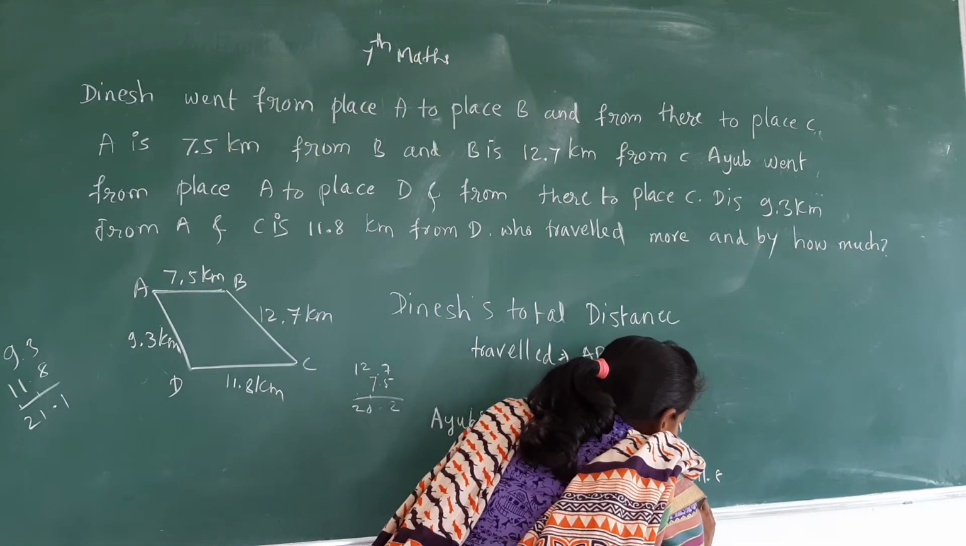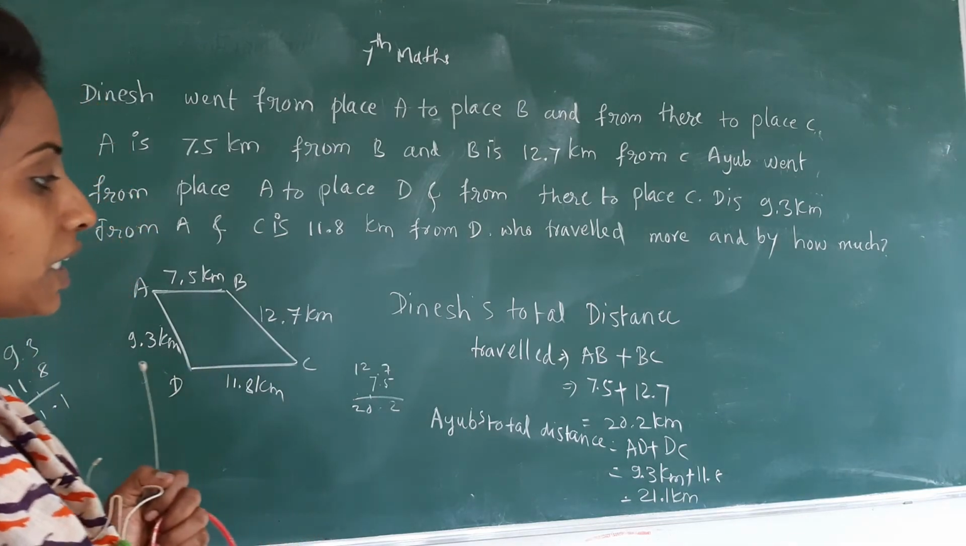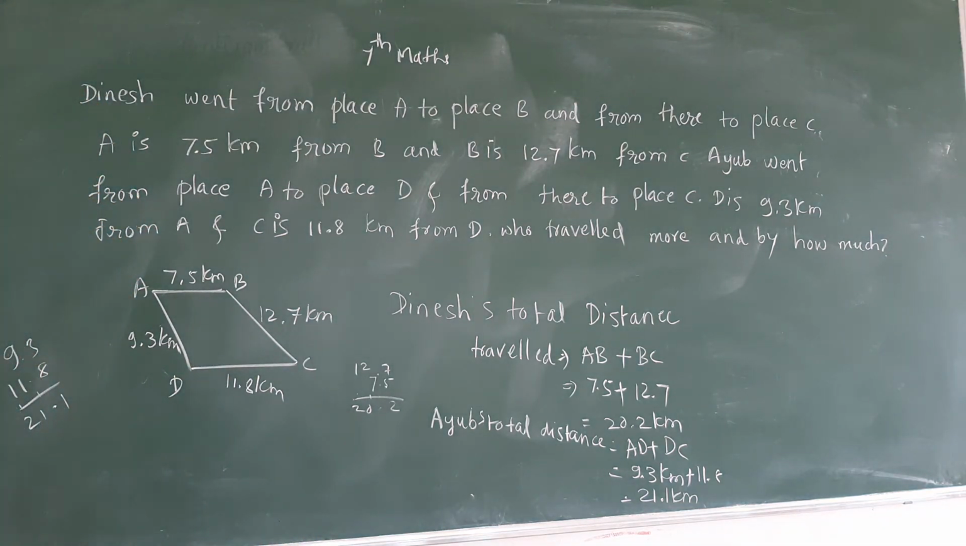Ayub traveled 21.1 kilometers. Dinesh traveled 20.2 kilometers, and Ayub's total distance is 21.1 kilometers. So, we conclude that Ayub traveled more, and by how much? By how much means we have to subtract Dinesh's total distance from Ayub's total distance. Then what answer will we get?